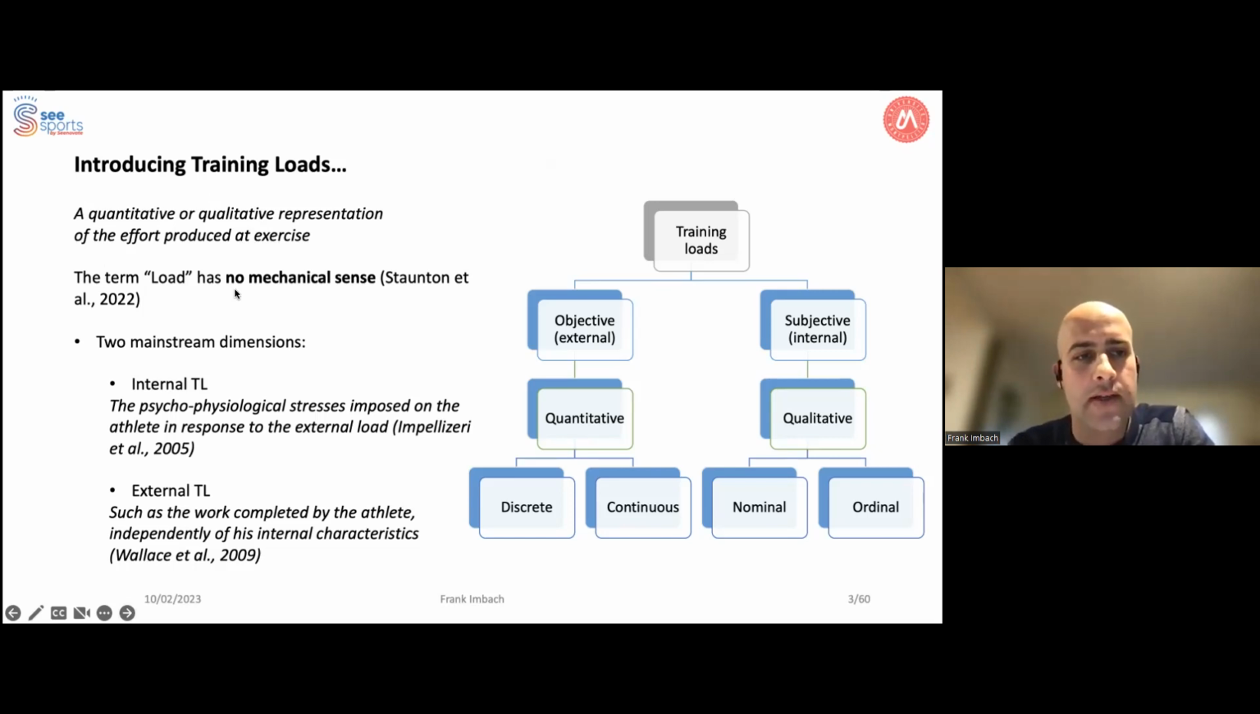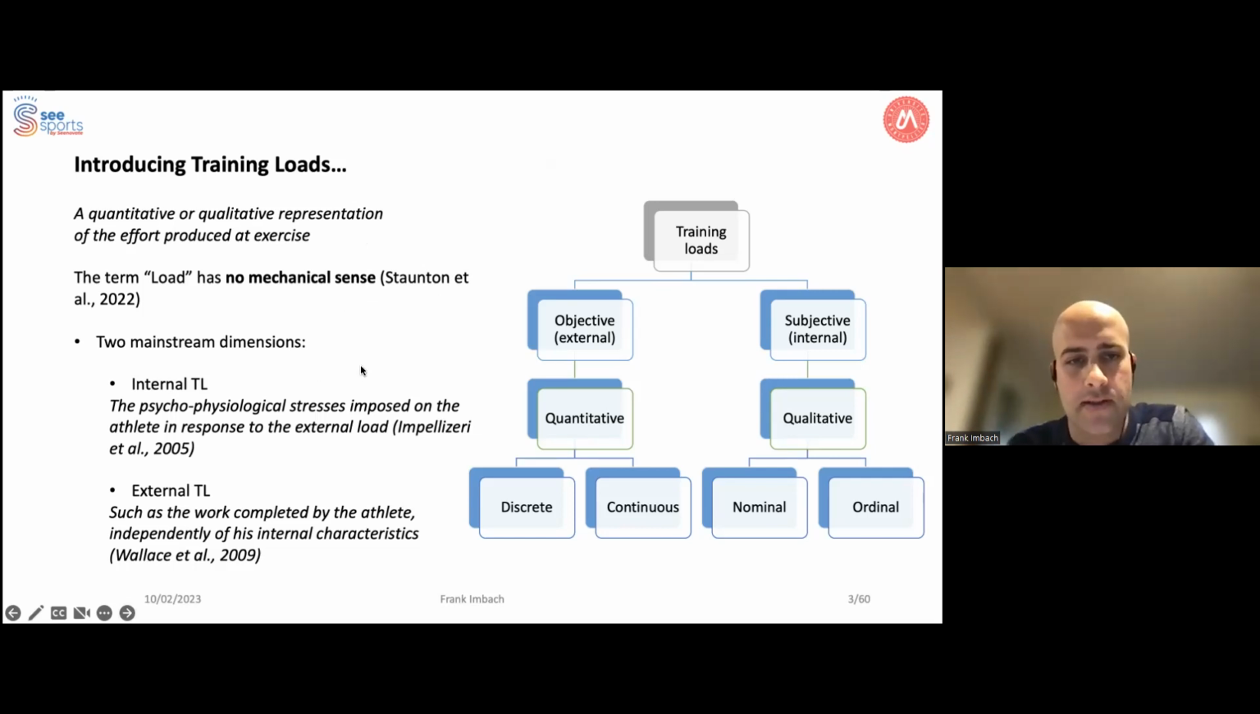The first dimension is the internal training load, which could be defined as the physiological stresses imposed on the athletes in response to the external load. The external load is the work completed by the athlete independently of his internal characteristics.